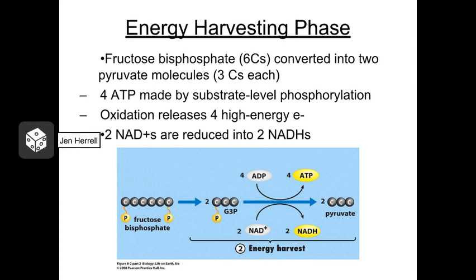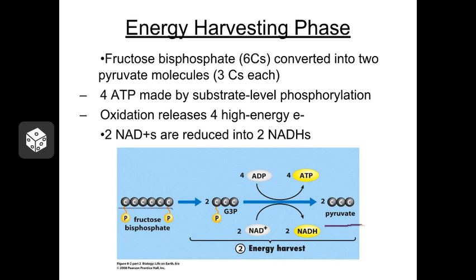The second phase of glycolysis is known as the energy harvesting phase. So obviously we're going to get some energy back out of glucose at this point. Now the product of our last step was fructose bisphosphate, that glucose that was rearranged and had phosphate groups added to it from two ATPs. In this phase, the fructose bisphosphate is essentially going to get snapped in half. Notice that the fructose bisphosphate has six carbons in its backbone, and the product, pyruvate, only has three. So this six-carbon chain gets snapped in half.